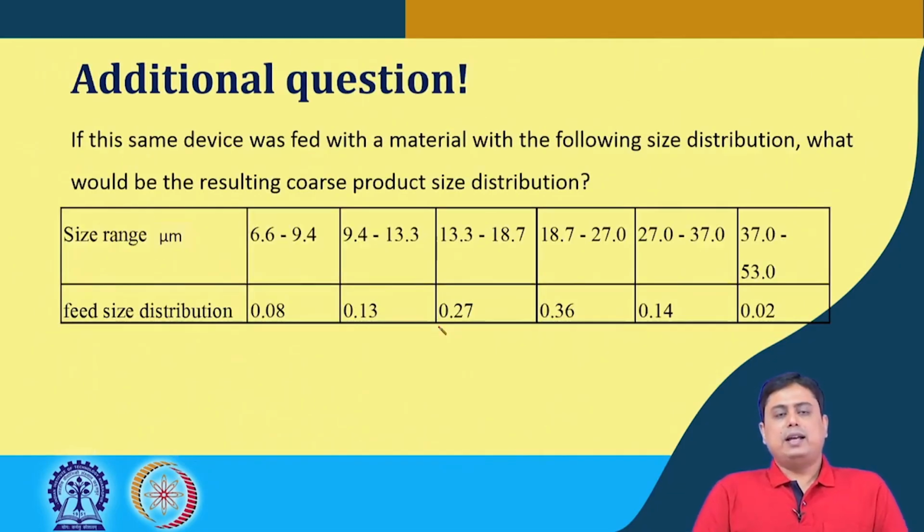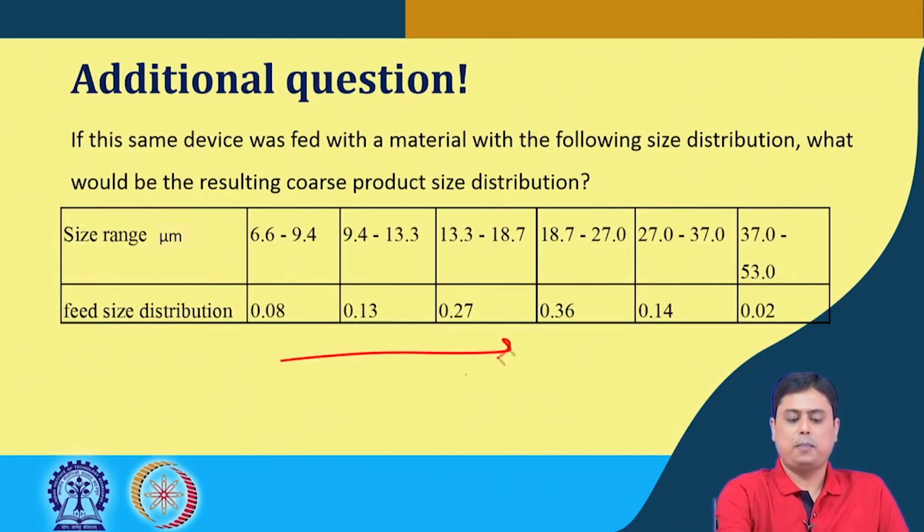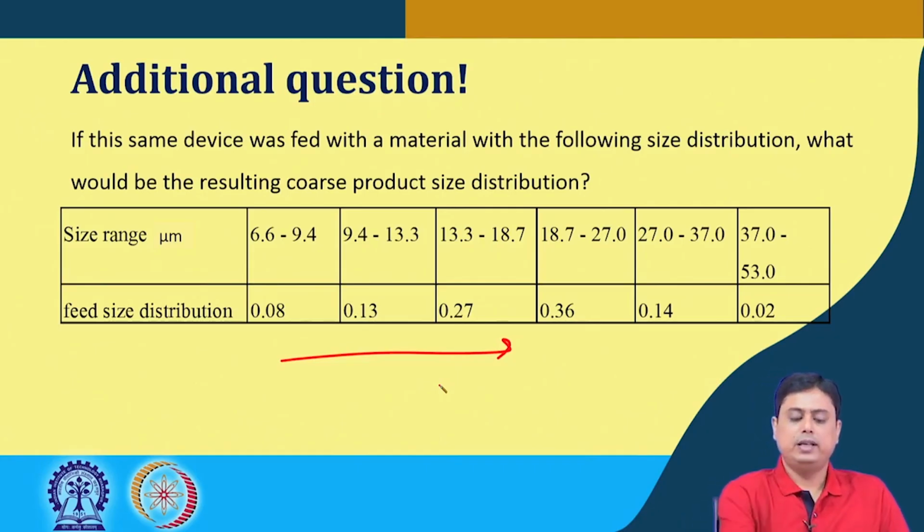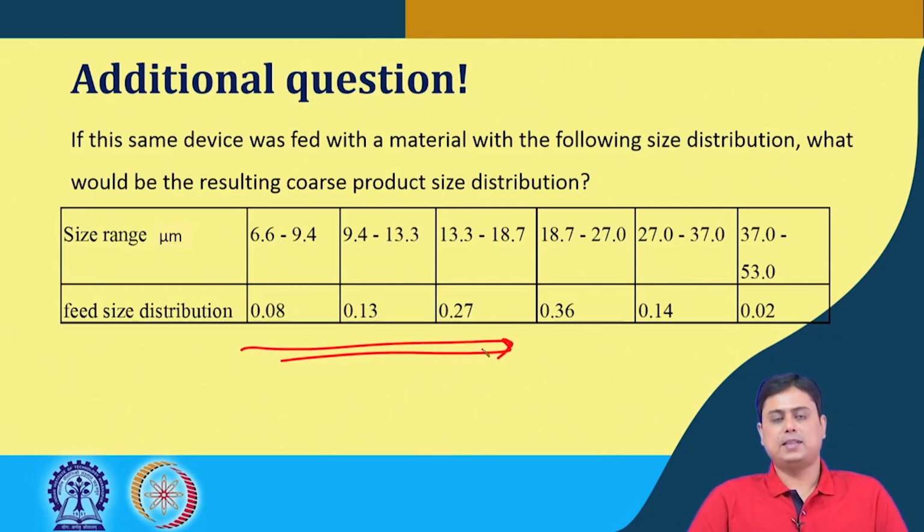The additional question is that if the same device was fed with material of the following size distribution, that is given in the table, what would be the resulting coarse product size distribution? So, the cyclone separator remains the same, its characteristics remain the same, only there is a variation in feed, the size distribution is different. So, the question is, what would be the coarse product size distribution?